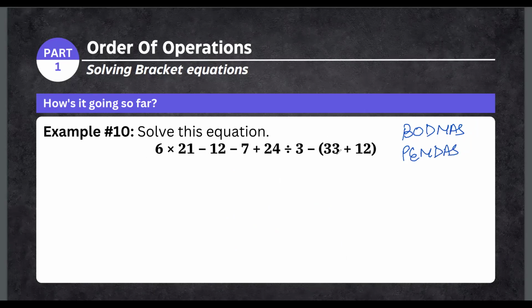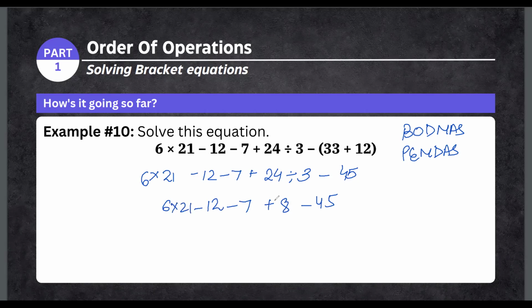Okay. First of all, solve the bracket. So 33 plus 12 is 45 and rest of the question as it is. Now, I need to do the exponent. There is no exponent at all. Now we can do division. So 3 times how much is 24? 3 times 8 is 24. Rest of the question as it is. Now we have to do multiplication. So 21 times 6, 126 minus 12 minus 7 plus 8 minus 45.